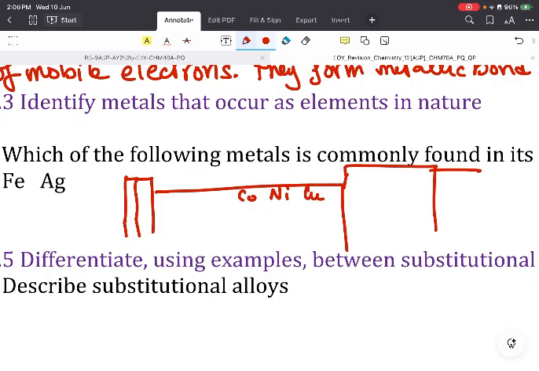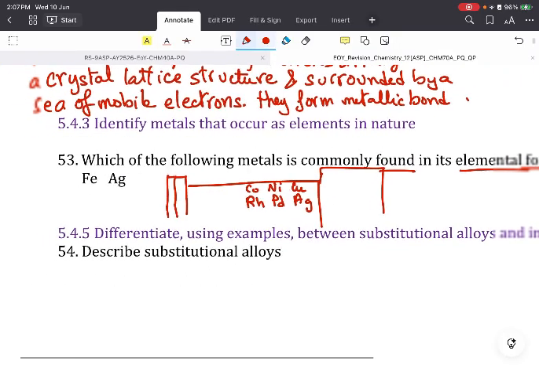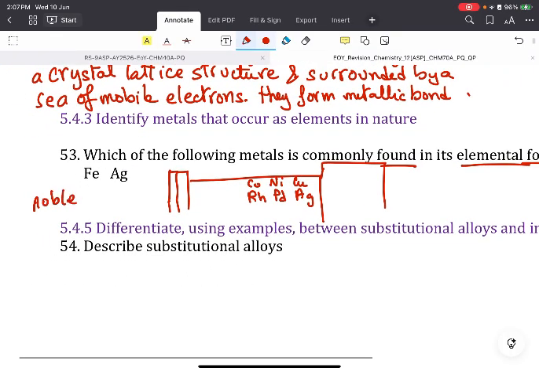Under the cobalt, you have rhodium, palladium, Pd, and you have silver. That's it. These are the elements that are found in nature in their elemental form. So remember them. They are in the periodic table, right next to each other. We call them the noble metals, because in nature I can find them alone, uncombined.